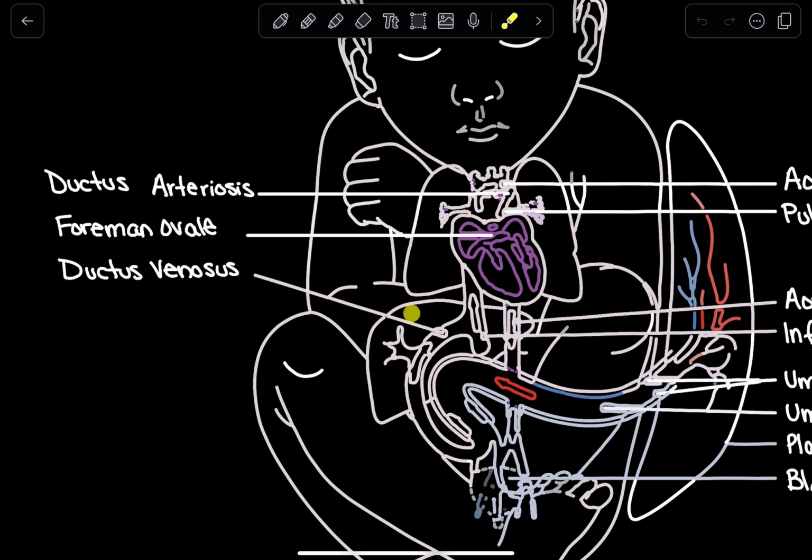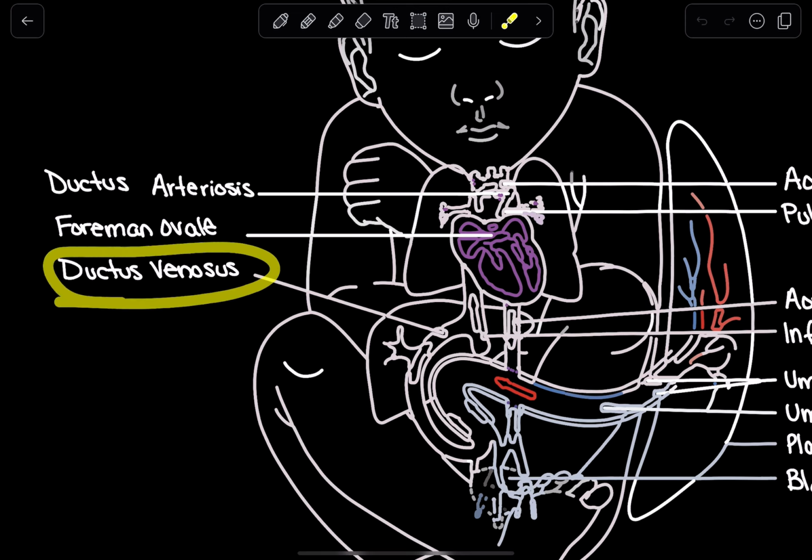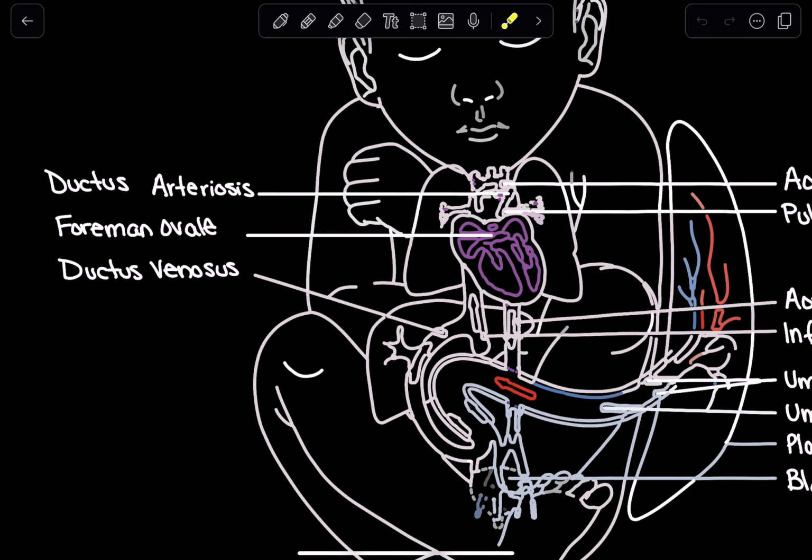But here, the liver of the fetus is not yet fully functional. Also, the blood that the fetus is receiving right now has already been detoxified by the mother. So there is no point for the blood to go to the liver, and most of that blood will actually bypass the liver through a special duct, and that duct is known as the ductus venosus. So the oxygenated blood that was carried through the umbilical vein will bypass the liver through the ductus venosus, and it will go towards the heart through the inferior vena cava.